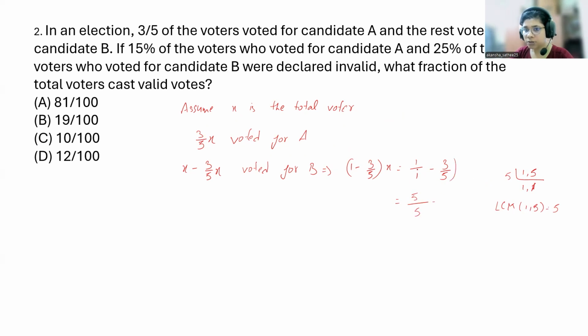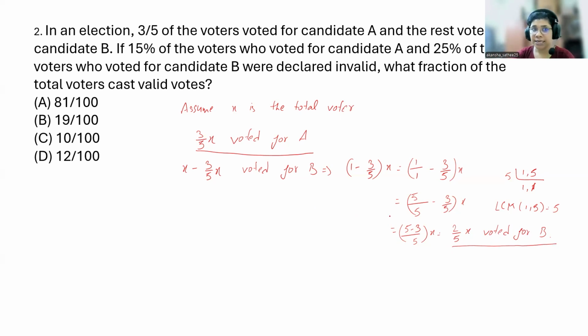So outside you have X minus 3 by 5 X. What will you get? You will get 5 minus 3 upon 5 X, and that is equal to 2 by 5 X. So 2 by 5 X voted for candidate B, right? So 3 by 5 X voted for candidate A, 2 by 5 X voted for candidate B.